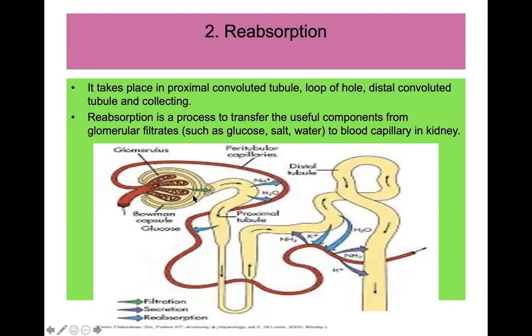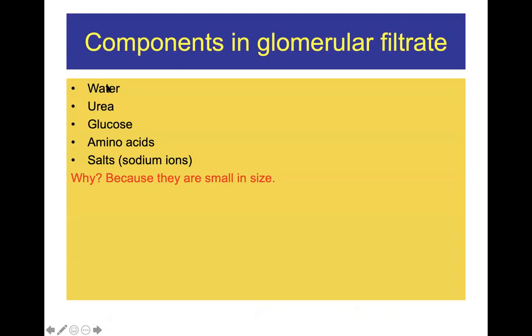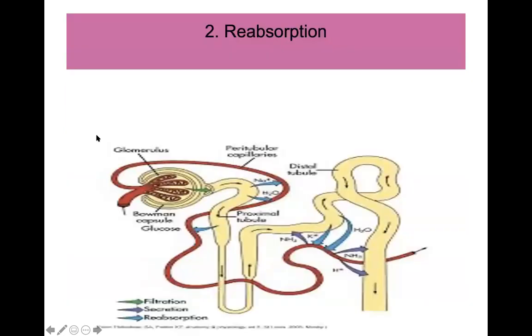Because we know that inside the glomerular filtrate there are a lot of things, for example water, urea, glucose, amino acid, salt. As we know, all these things are useful, so that's why we need to reabsorb them. Otherwise, they will be eliminated as urine. So that's why reabsorption is very important. After all, only one thing will be present in the urine, which is urea, because urea is a waste product. So all of the others need to be reabsorbed because they are useful to our body.